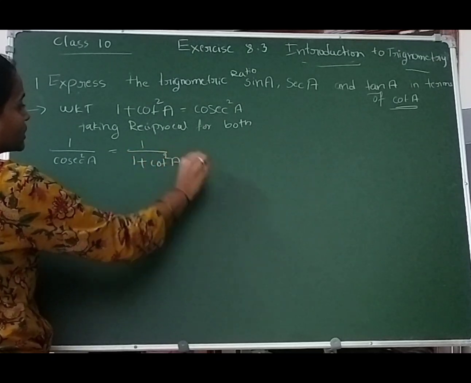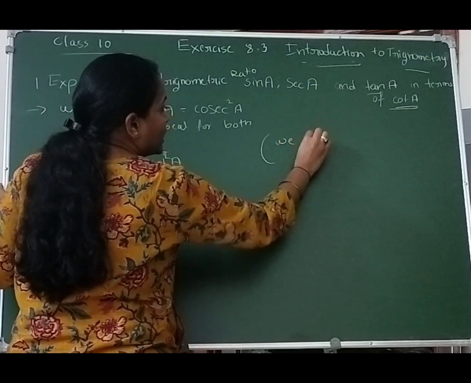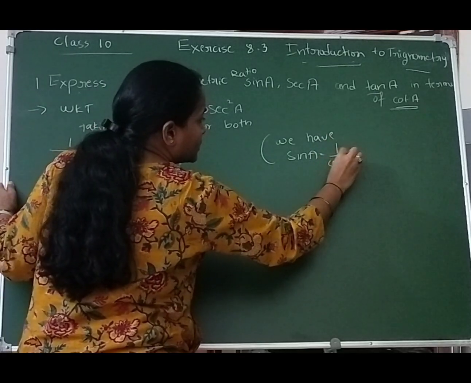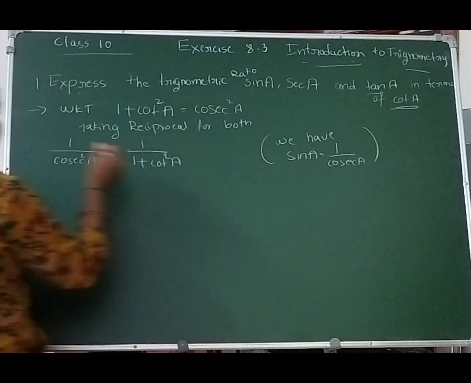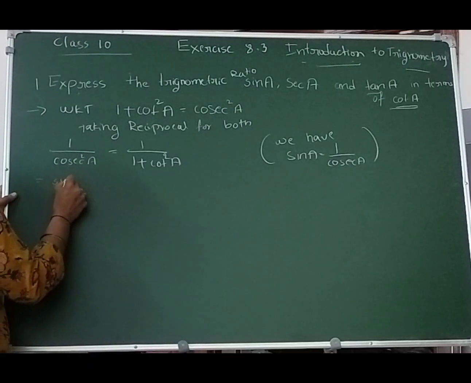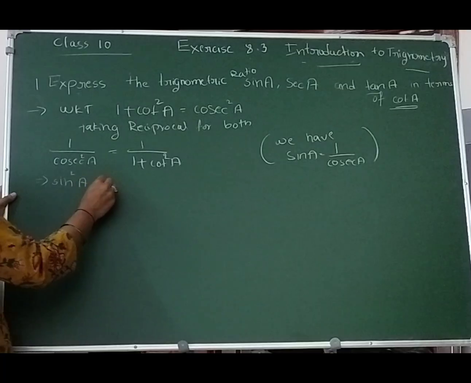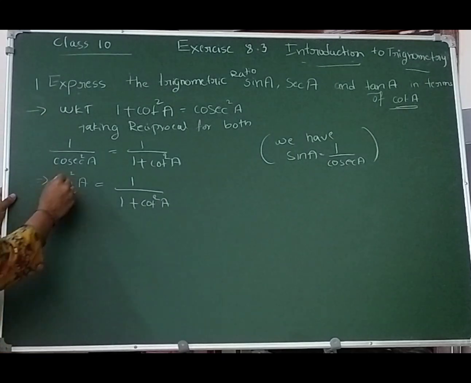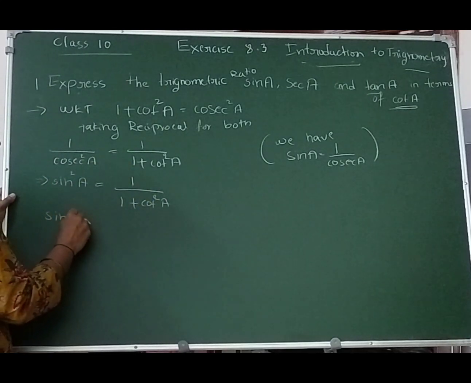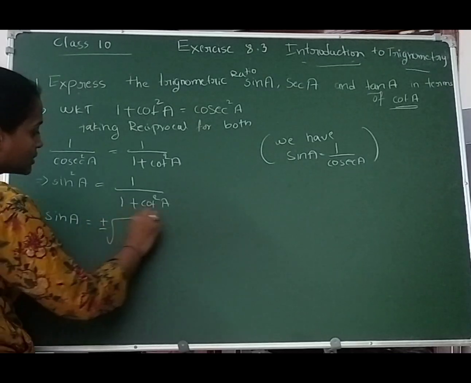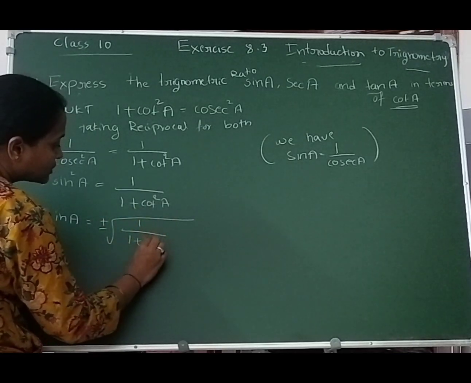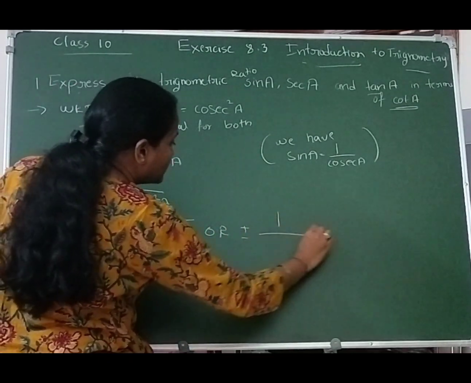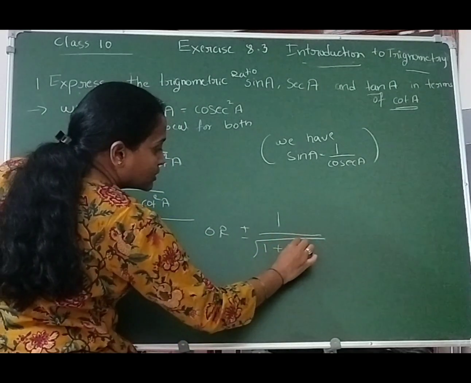Right? We know the relation between sin A and cosec A, that sin A is equal to 1 by cosecant A. So using this relation, we can write 1 by cosec square A as sin square A. So it will become sin square A is equal to 1 divided by 1 plus cot square A. Taking square root on both sides to get the value of sin A, sin A is equal to plus or minus under root 1 divided by 1 plus cot square A, or we can write it as plus or minus 1 divided by under root 1 plus cot square A.